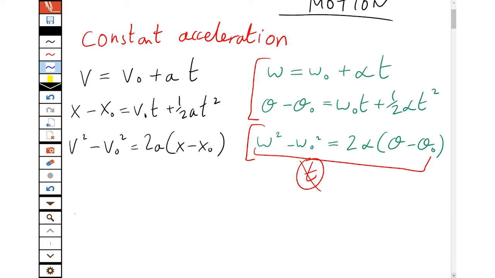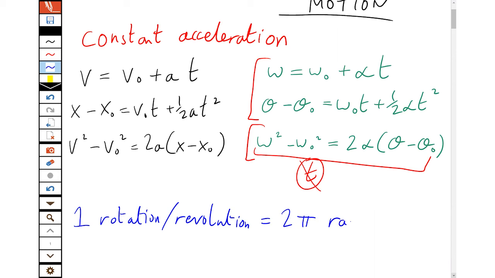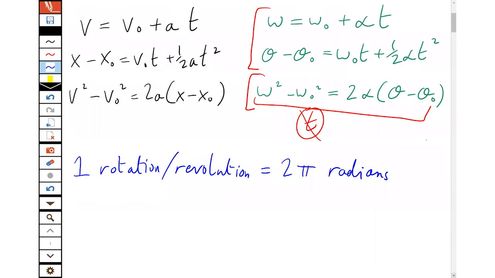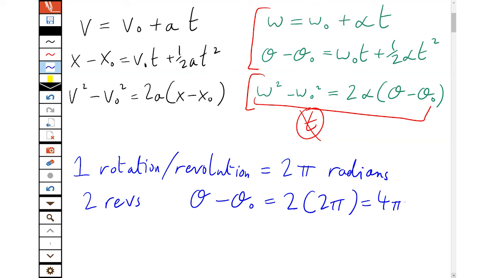And what we remember is that one rotation or revolution is a full circle, so that's 2 pi radians. So, for example, if we say something does 2 revolutions, that means the change in angle is 2 revolutions, so that's 2 times 2 pi, which is 4 pi radians.